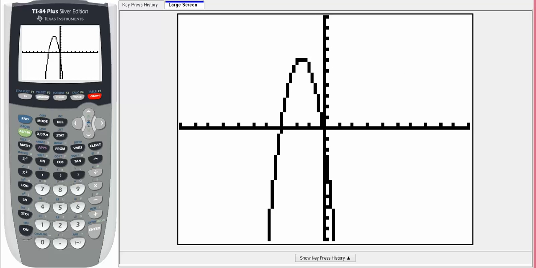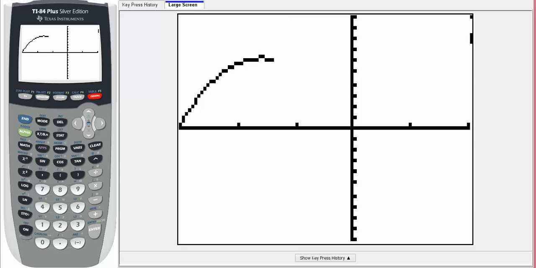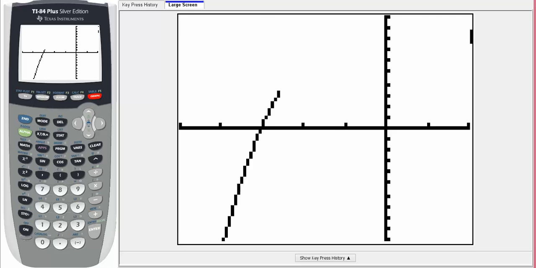Now, could you get a better window if you wanted to? What button do you press to modify the window? Yeah, literally window. So let's go from, I don't know, negative 3 to 2 or something. If I change that, what's going to happen? It's going to be a little flatter. Maybe I cut it off too much on the left. So instead of negative 3, maybe make it what? Negative 5. I like negative 5. You just want to get a good idea of what it looks like.